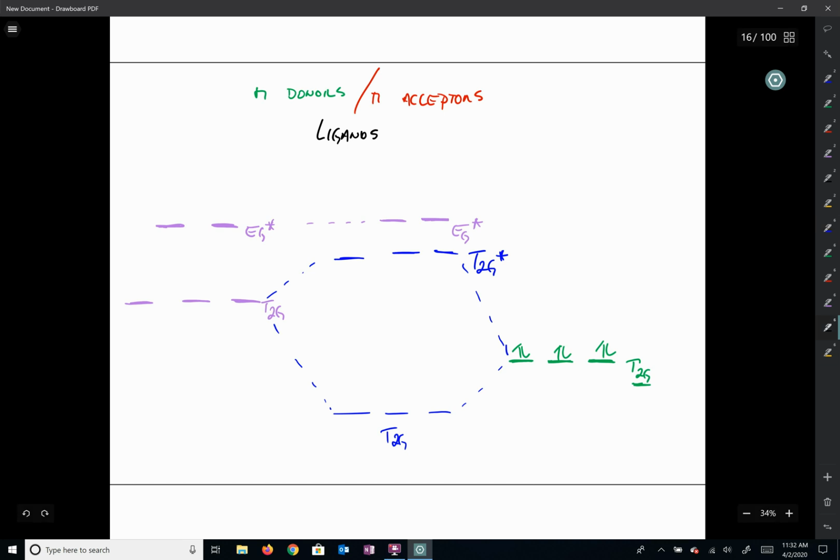So take a look at what happened here. Two very important things. Remember, this was the original delta octahedral. Now here is the new delta octahedral. So what happens? When you have a pi donor, it shrinks delta octahedral, which tends to lead to more high spin systems. If you've got a small change in energy between the two sets, then it tends to lead to high spin systems.